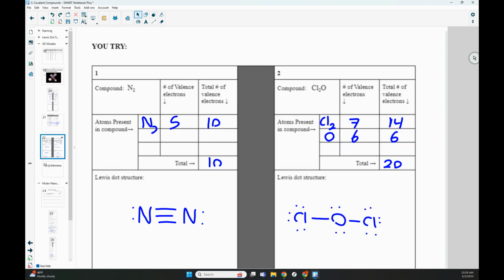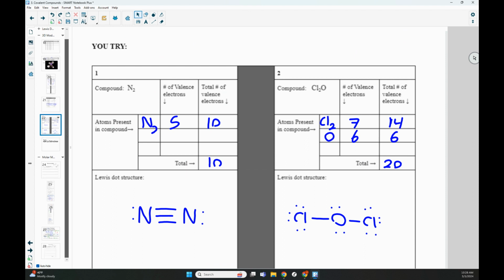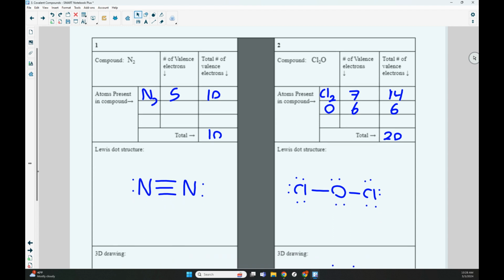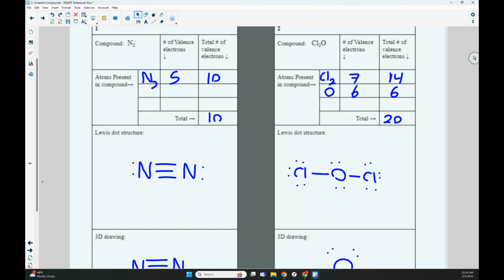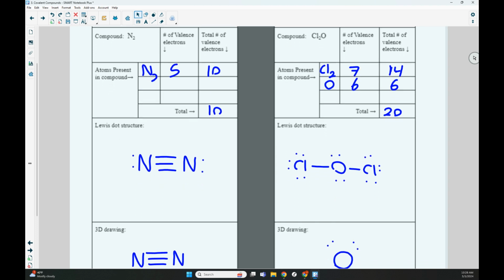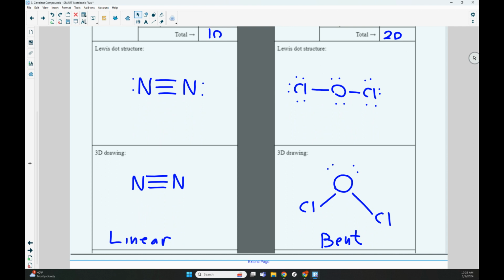All right, welcome back. Here is the U-tries. I'm not going to talk you through all this, but please let me know if you have any particular questions. But we have, first of all, the Lewis structure for these two molecules there. And then if we extend down the page, these are the two three-dimensional drawings. We have one that is linear on the left and one that is bent on the right.